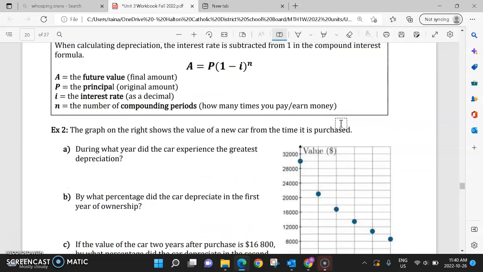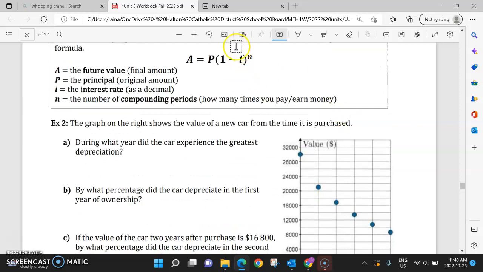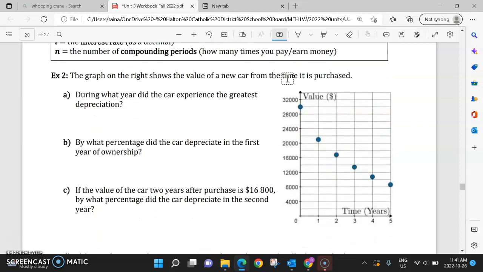Now let's take a look at the formula for depreciating, right? The only difference is that negative sign there because the value is going down over time. Everything else stays the same, okay? So this graph on the right here shows the value of a new car from the time it was purchased. I'm going to try and extrapolate or figure out what that number is where that point is starting off. So that point there is right in between 28,000 and 32,000, and that's going to be 30,000. And that tells you that at year zero it was 30,000, which means the car was purchased at $30,000, right?